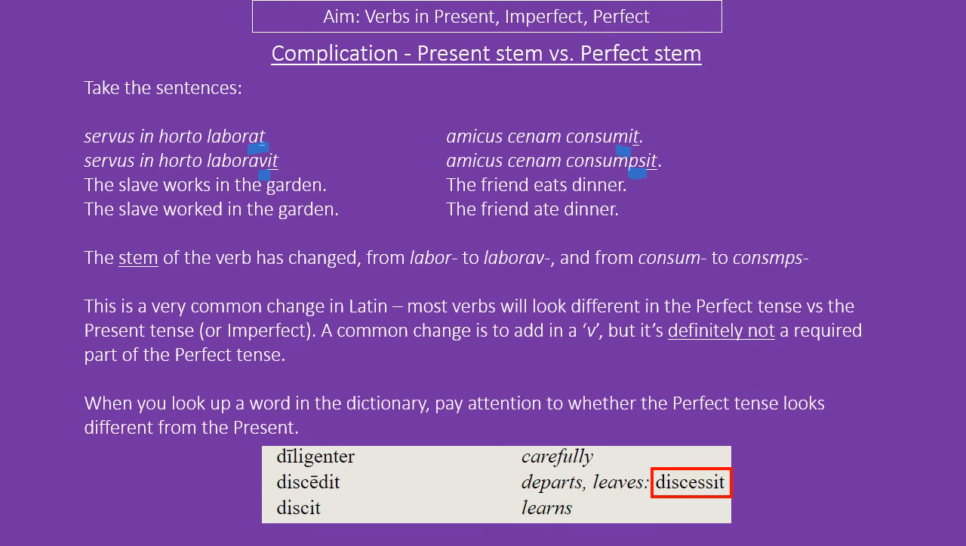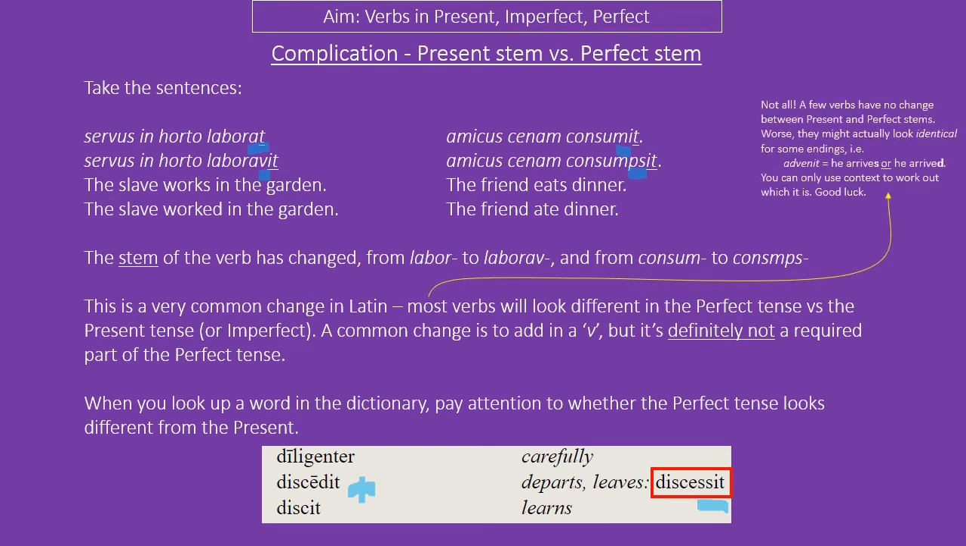When you are looking up a word in a dictionary, sometimes it will specifically tell you that the perfect tense looks different. So we can see here, discēdit, a word for leaves or departs, will go to discessit in the perfect tense. So sometimes they'll tell you in a dictionary, even if you are doing Latin at a very low level. It's also worth considering that not every verb even changes, which is super confusing, but you'll learn this as you go.